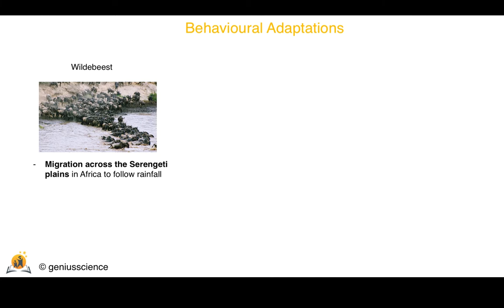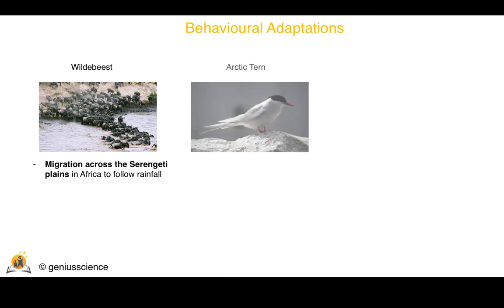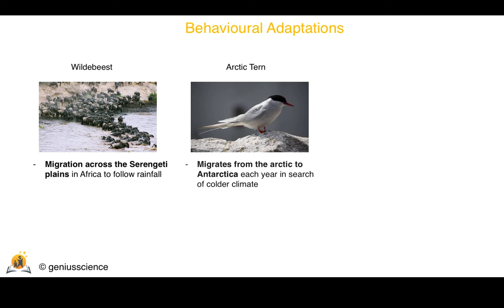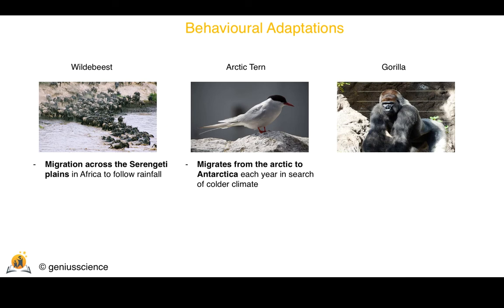However, the record for longest migration is the Arctic tern. The Arctic tern migrates from the Arctic to Antarctica each year in search of colder climates. And last of all, we have a gorilla, specifically a male. You often see gorillas chest beating to mainly show dominance over other gorillas to maintain territory and to also attract females.